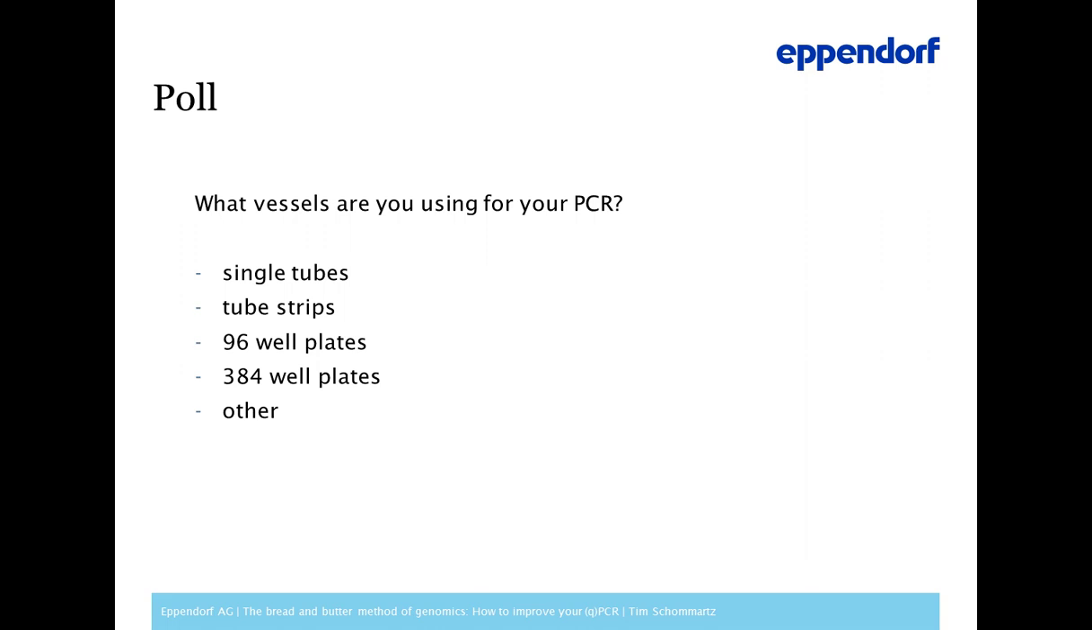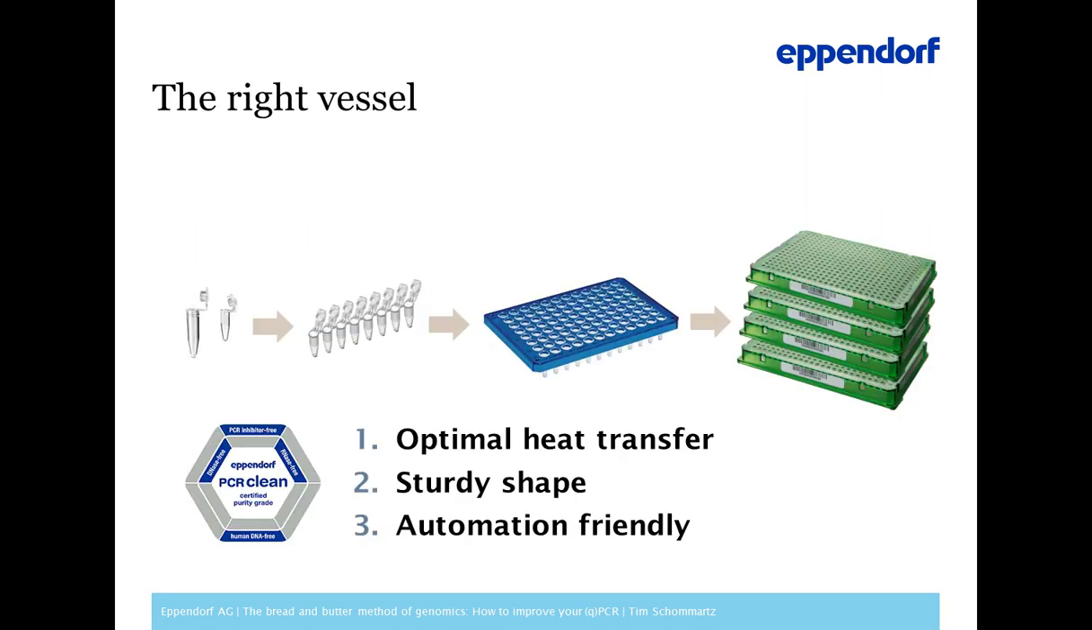So thank you very much for your answers coming in. So to summarize, the 96 well plates are in the lead, followed by tube strips, and the other things are in the third, respectively, fourth place. Very interesting. Thank you very much. This really helps us to adjust our portfolio. I will slowly move on to the next slide.